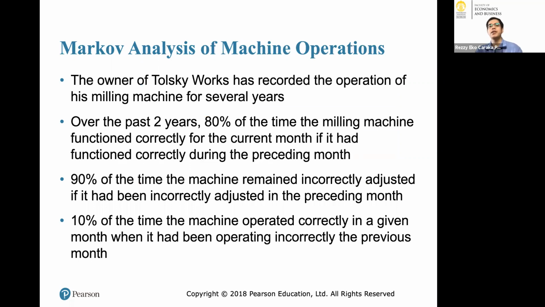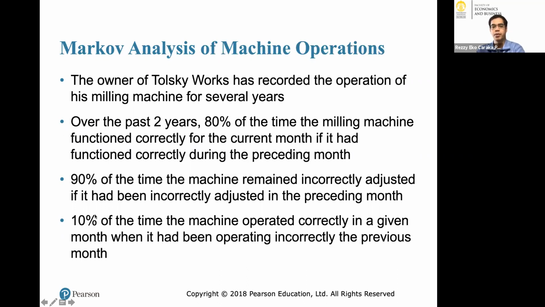The next question: Tolsky Works has recorded the operations of its milling machine for several years. So this is a different question. Over the past two years, 80% of the time the milling machine functioned correctly for the current month if it had functioned correctly during the preceding month. Also, 90% of the time the machine remained incorrectly adjusted if it had been incorrectly adjusted in the preceding month. And 10% of the time the machine operated correctly in a given month when it had been operating incorrectly the previous month. So we can get this information.